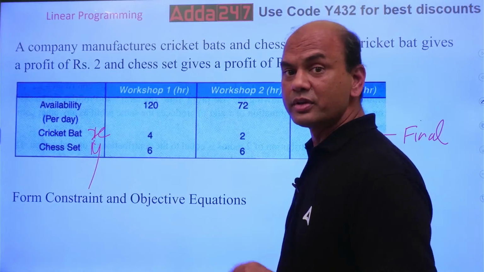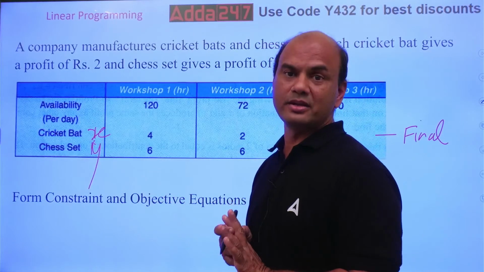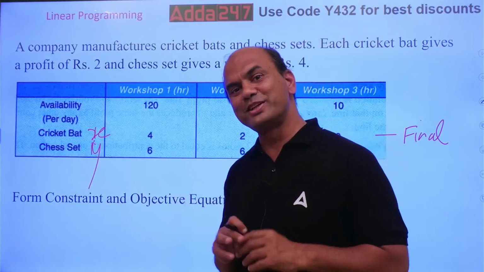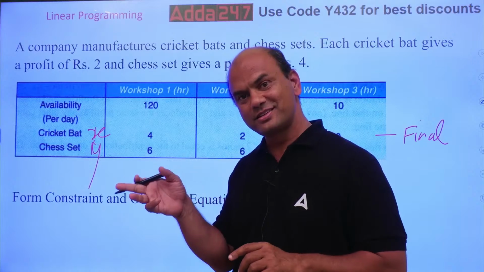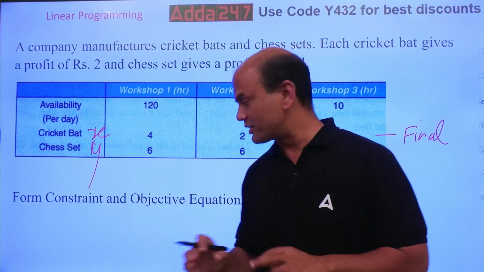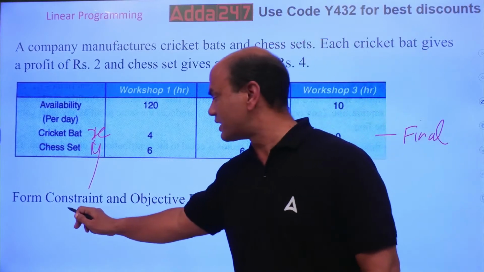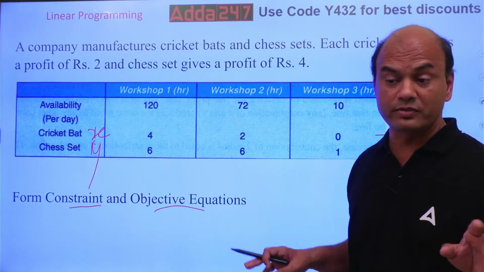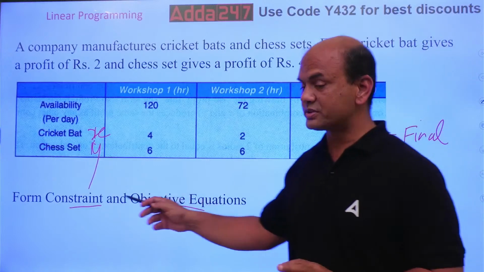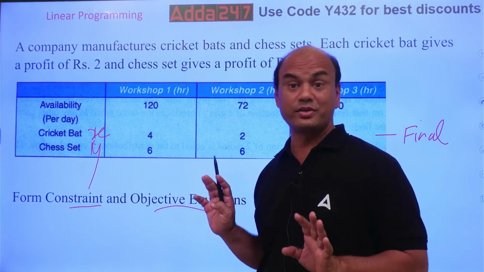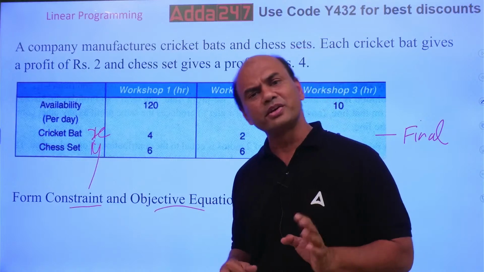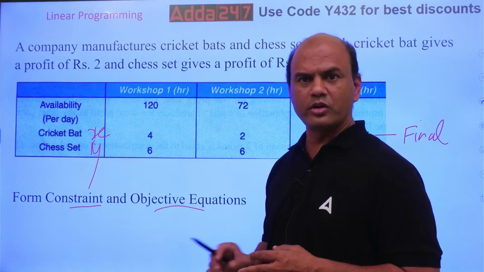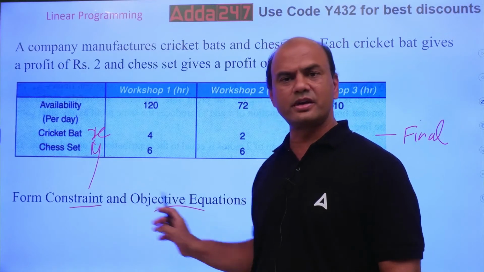So now you'll have to divide this numerical into 2 parts. One is the objective, second is the constraints. See here, what is the question? Form the constraint and the objective equations. That's what is required. You are not required to solve it, because solving in the exam is not possible in that limited time. They always stick to this part, forming the constraint and objective equations.